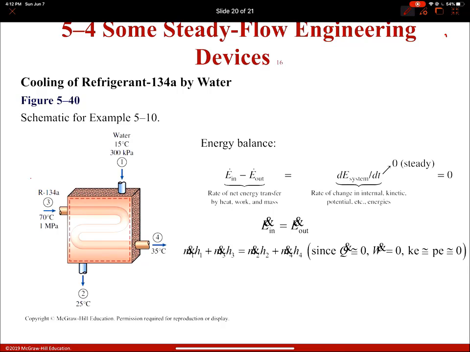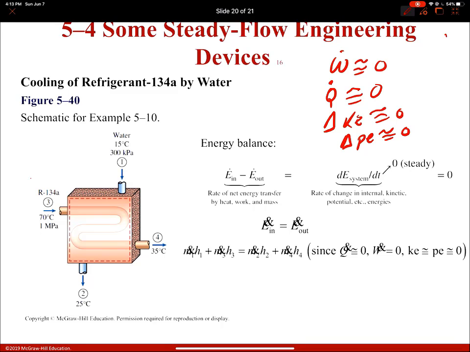Like I told you, there's no work interactions, there's no heat interactions, they're usually adiabatic. The whole heat exchanger, again, I'm repeating that, delta KE is close to 0, delta PE is close to 0. And now I'm just going to use the equation: energy that comes in minus energy that comes out equals the change, and because it's a steady flow, this is 0, and I get that energy that comes in is equal to the energy that comes out.